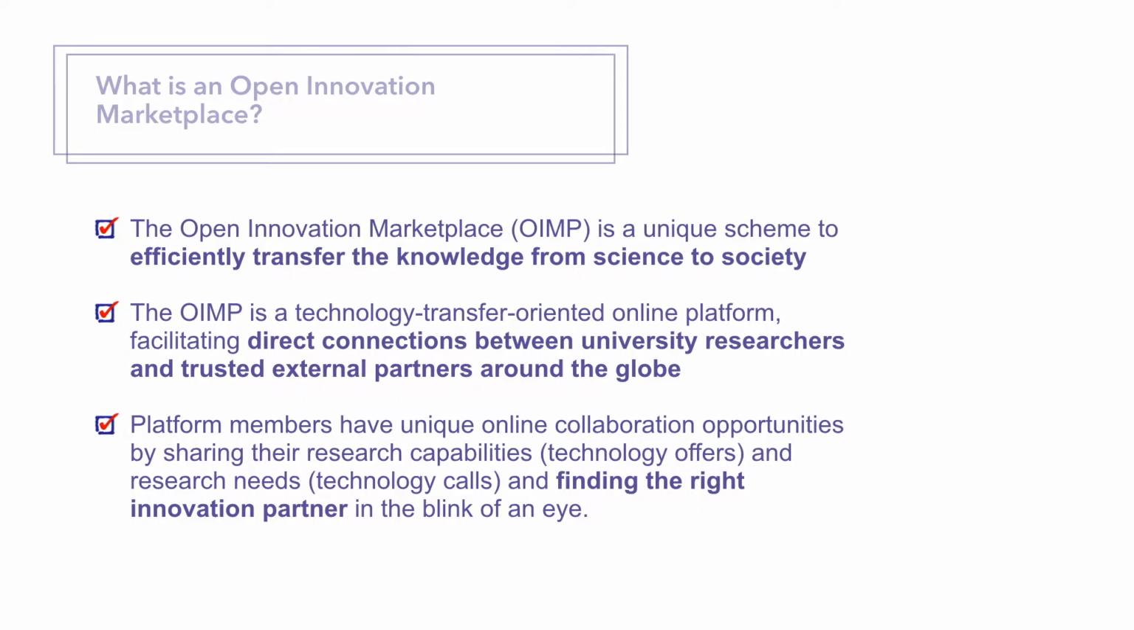Then, we can define an open innovation marketplace, in short OIMP, as a unique scheme to provide direct connections between a university's researchers and external stakeholders, while improving the process of knowledge transfer into the market, making research output much more available and providing the university's researchers with an easy access to research funding opportunities and collaborative innovation projects from the industry.